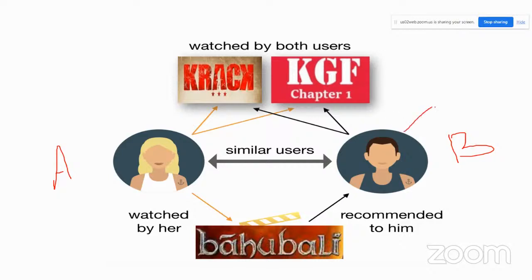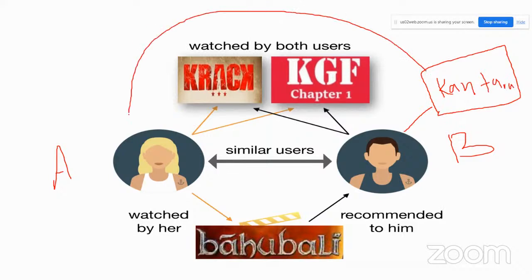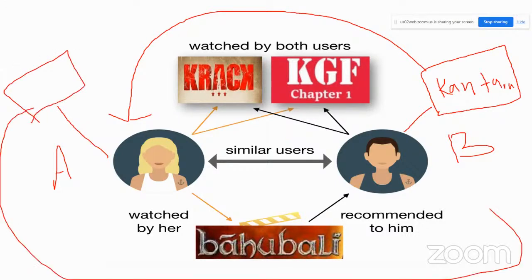Suppose B watched some movie on an OTT platform or some streaming service, let us assume Kantara, the latest sensational movie. Whenever B watches Kantara, the recommendation system will automatically recommend this movie to A. So this is called the collaborative filtering process. Suppose A again watched some other movie released on the OTT platform, then that movie will be recommended to B. This is called the collaborative filtering process.